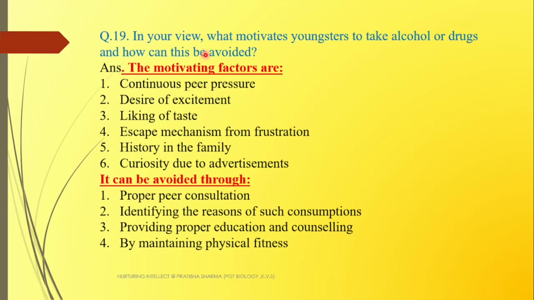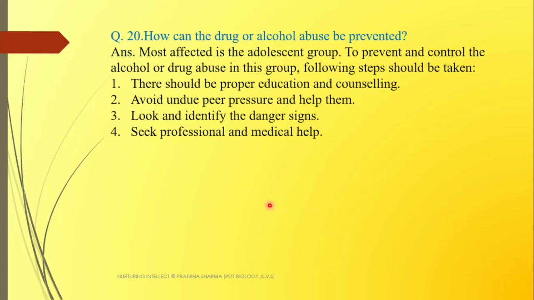दो चीजें हमें बतानी है. What motivates and how can this be avoided? So it can be avoided through proper peer consultation, identifying the reason for such consumption, providing proper education and counseling, maintaining physical fitness. How can the drug or alcohol abuse be prevented? Again, it is all the same points will be there.